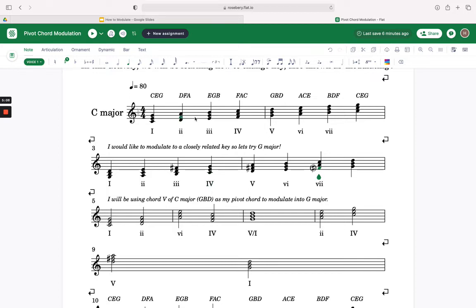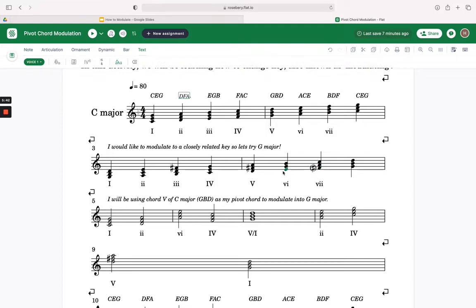So we have D, F, A. So this is D, F, A, but one crucial difference. See if maybe you can pause me here and work out what the crucial difference is between this chord and our chord in C major up there. So this can't be used as a pivot chord because our F in G major is an F sharp and in C major it is an F natural.